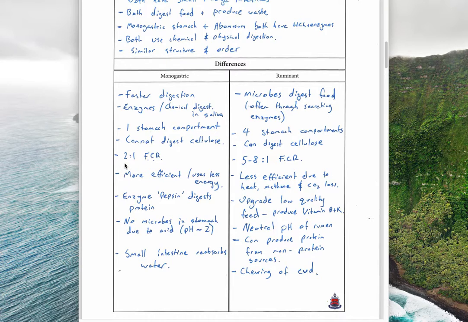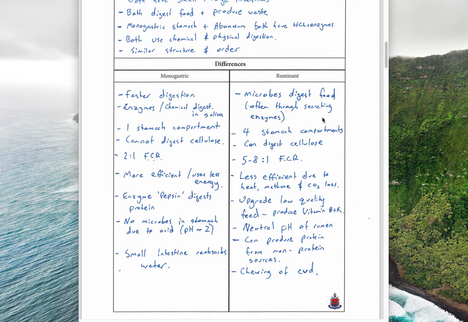They usually have around a 2-to-1 food conversion ratio, so they require about 2 kilos of food to give them 1 kilo of weight gain. They're more efficient for that reason. They use less energy to do the digestive process. The enzyme pepsin digests protein in the monogastric. There are no microbes in the stomach due to the acid, and the small intestine reabsorbs water.